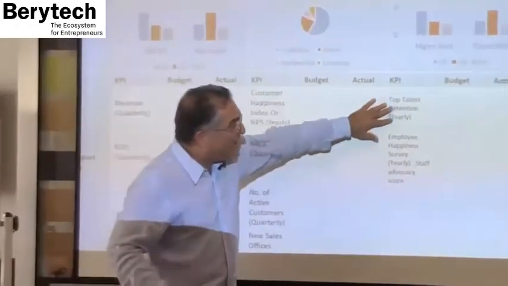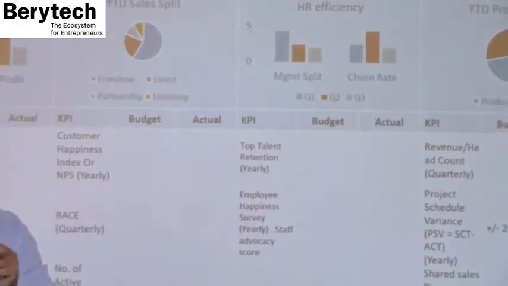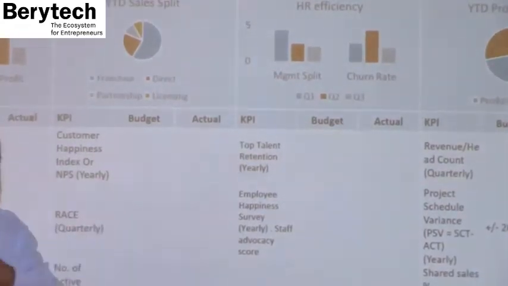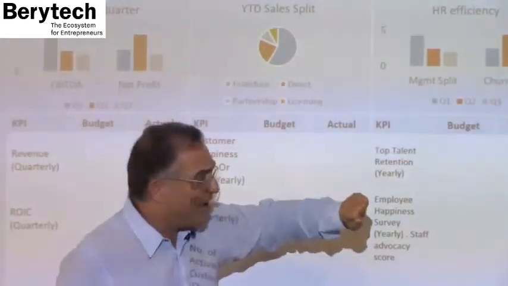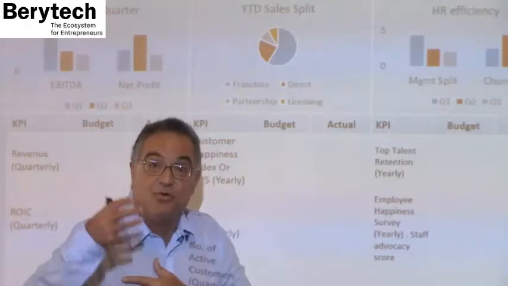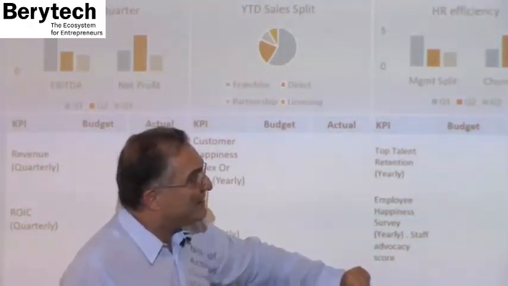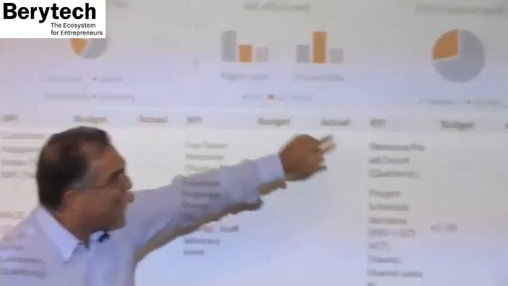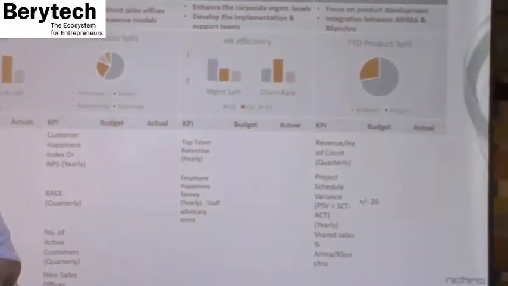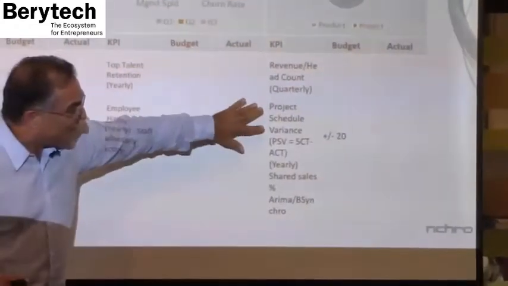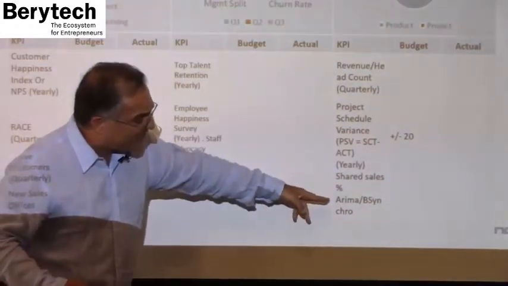In terms of HR, number one is to make sure of the churn rate, and sometimes we look at it as management versus non-management, meaning how many managers to non-managers you have. The churn rate is how many people we lose. So this is important to manage: top talent retention and the employee happiness index. And lastly, in terms of efficiency, he wants to look at the split between product-related revenue versus project-related revenue, and related to it, the project schedule variances, and also the share between recent acquisitions and Synchro.